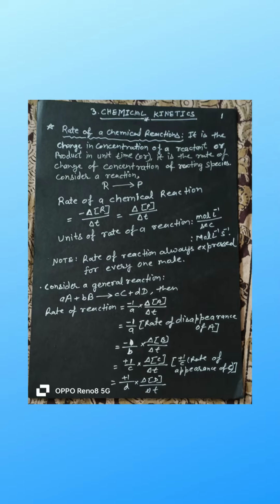So remember, rate of reaction tells us how fast reactants are disappearing or how fast products are forming per unit time. This concept will be used further in rate law, order of reaction, and the entire chapter. If this is clear, chemical kinetics will feel much easier.